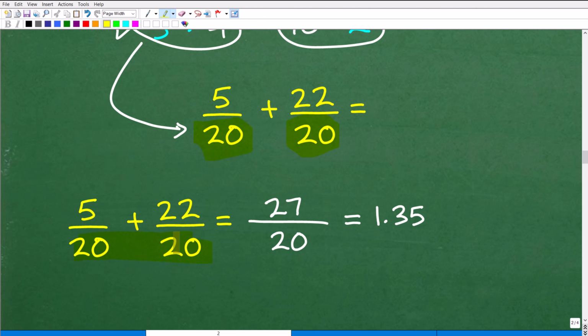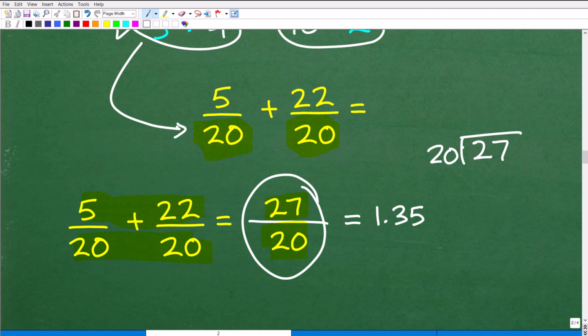So how do we add when we have the same denominators? Easy, we just add the respective numerators. So 5 plus 22 is 27 over 20. And I can assure you, if you take this 27 and divide it by 20, you're going to get this lovely decimal right here, 1.35. But it's not necessary for you to convert your fraction into a decimal or a mixed number. This is perfectly fine as long as it's fully reduced. Really, that's what makes a difference.